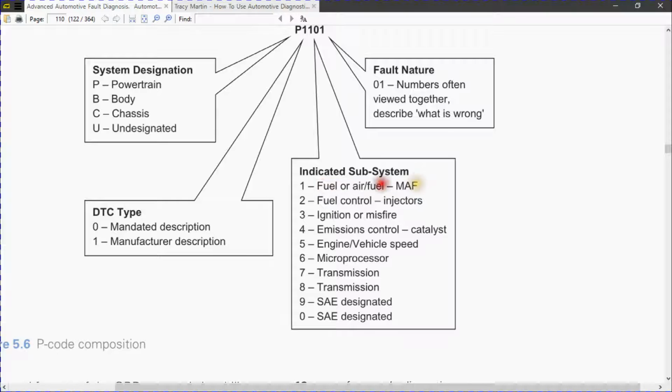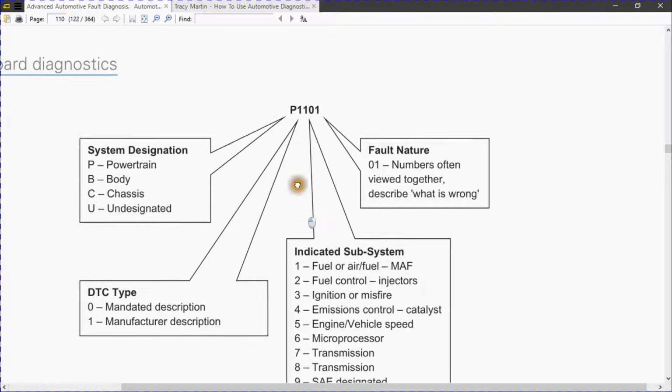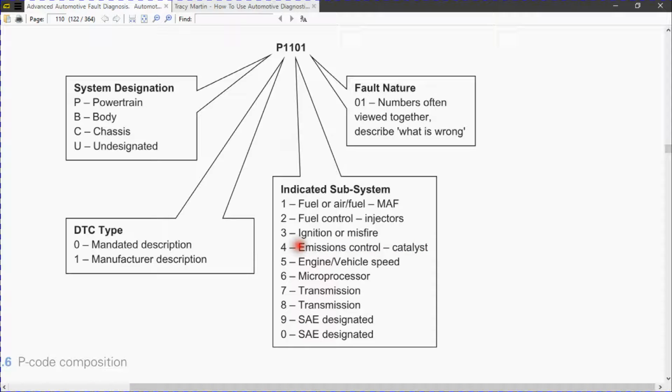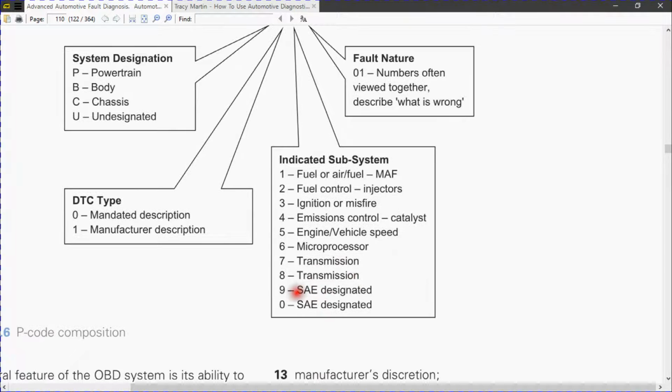So it indicates the subsystem like fuel or air. 2 is for fuel control, like injectors. Then ignition or misfire, like when we were checking we got P0404. So 04 is emission control, catalytic, exhaust emission control, fine. Then microprocessor, number 6 is a microprocessor problem. Then transmission problem, transmission 8, same thing. Okay, SAE designated, fine.